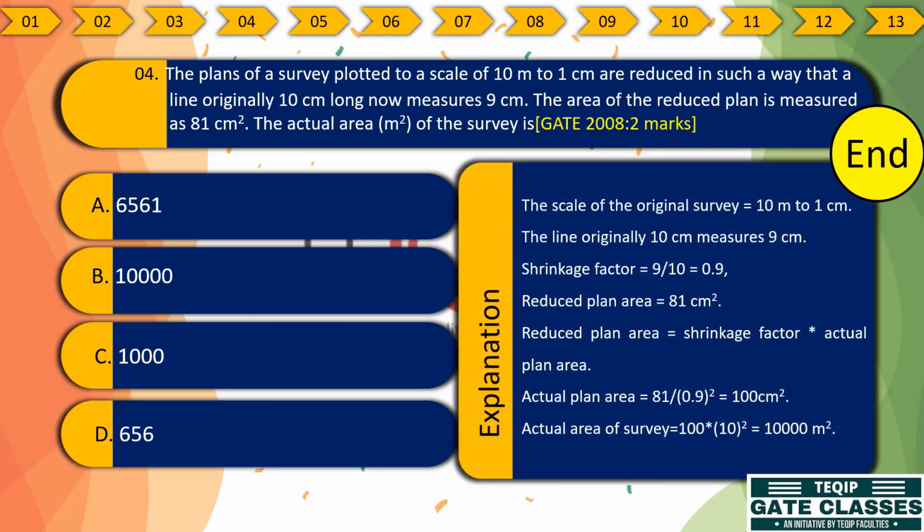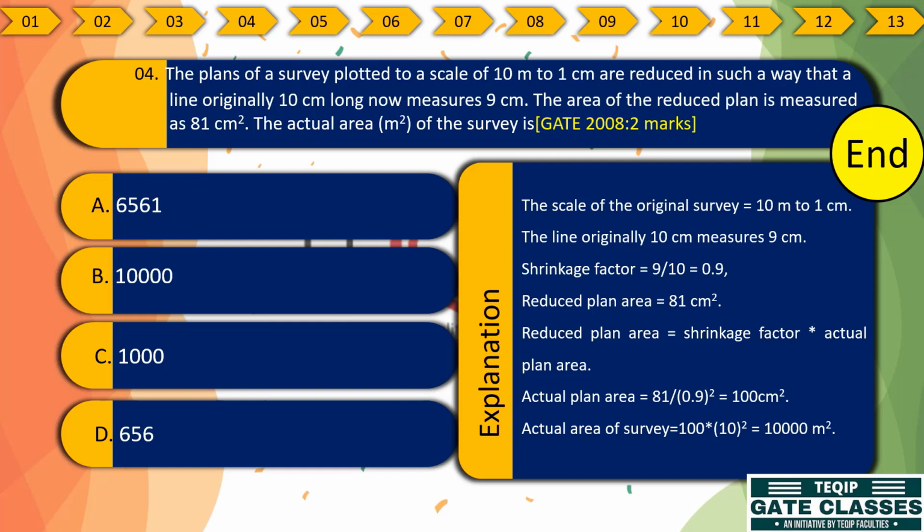The scale of the original survey is 10 meter to 1 centimeter. This is given in the question. So we calculate the shrinkage factor, because a line originally 10 centimeter measured 9 centimeter. In the previous question, we calculated the shrinkage factor. In the same manner we calculate the shrinkage factor, that is 0.9.